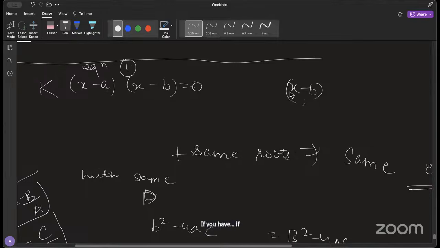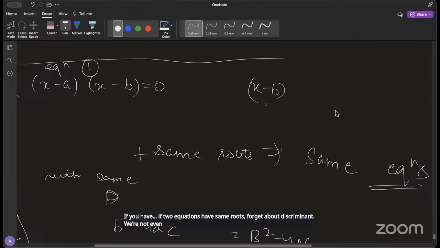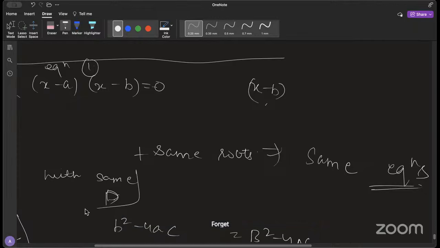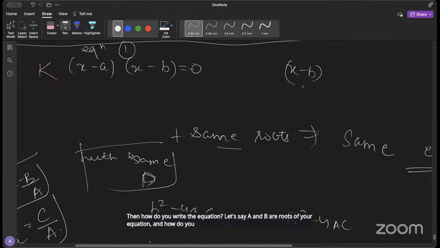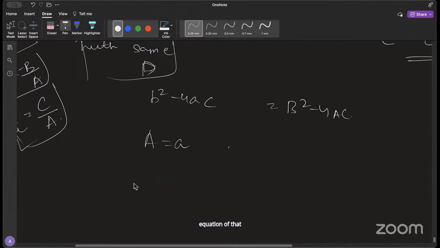If two equations have same roots, forget about the discriminant. We're not even talking about discriminants for now. Let's look at this thing. If you have same roots, then how do you write the equation? Let's say a and b are roots of your equation. Then how do you write the equation of that line?